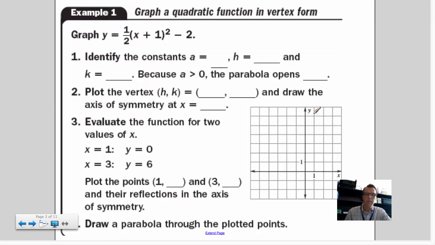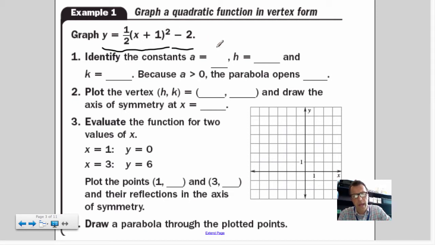So let's try an example. We're going to graph this parabola: y is equal to 1/2 (x plus 1) squared minus 2. So again, game plan. A is positive, so this parabola should open up. A is 1/2, so it should be wider than the parent graph. The vertex is at (-1, -2), right? We see this opposite sign, so our vertex is shifted opposite in the x direction.